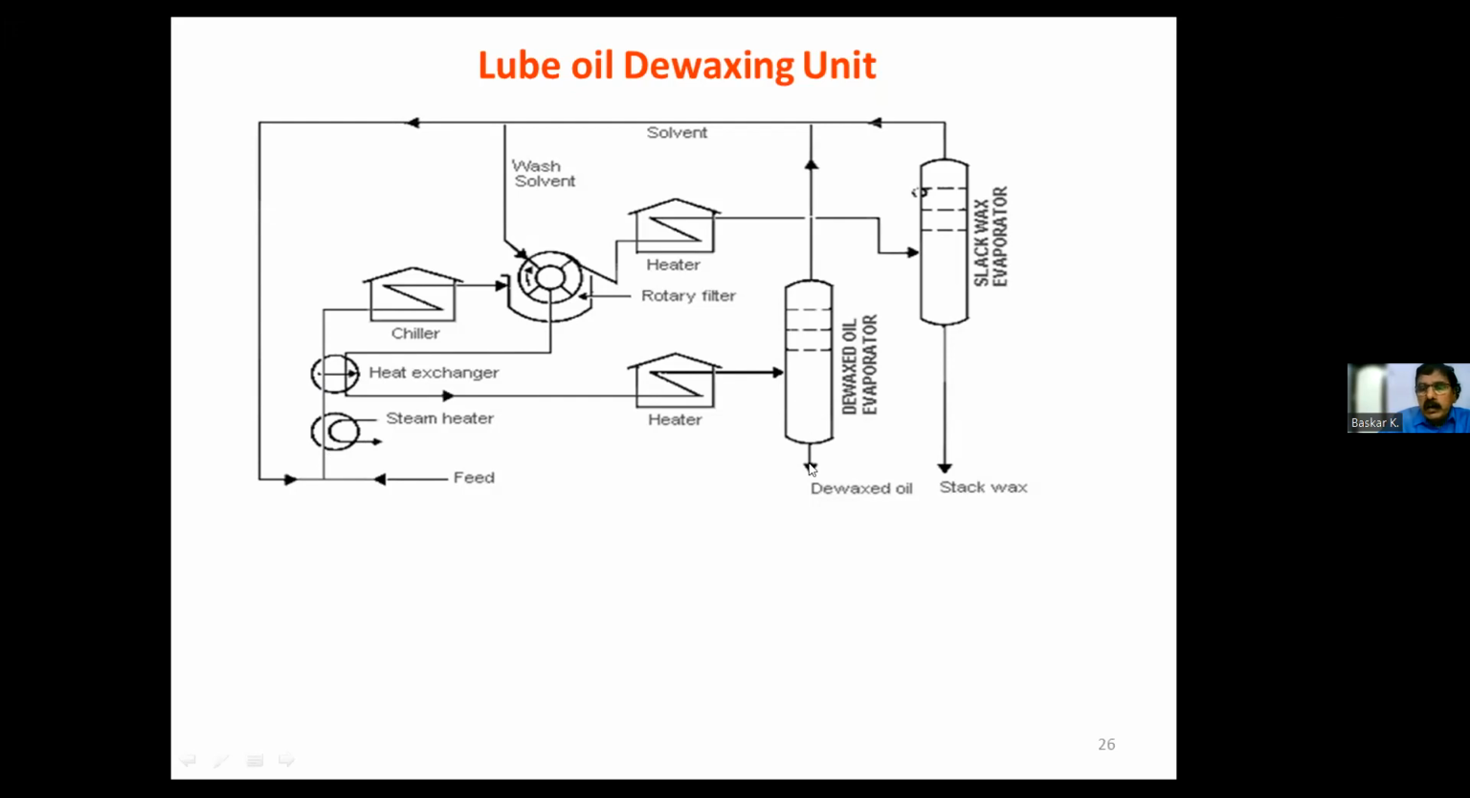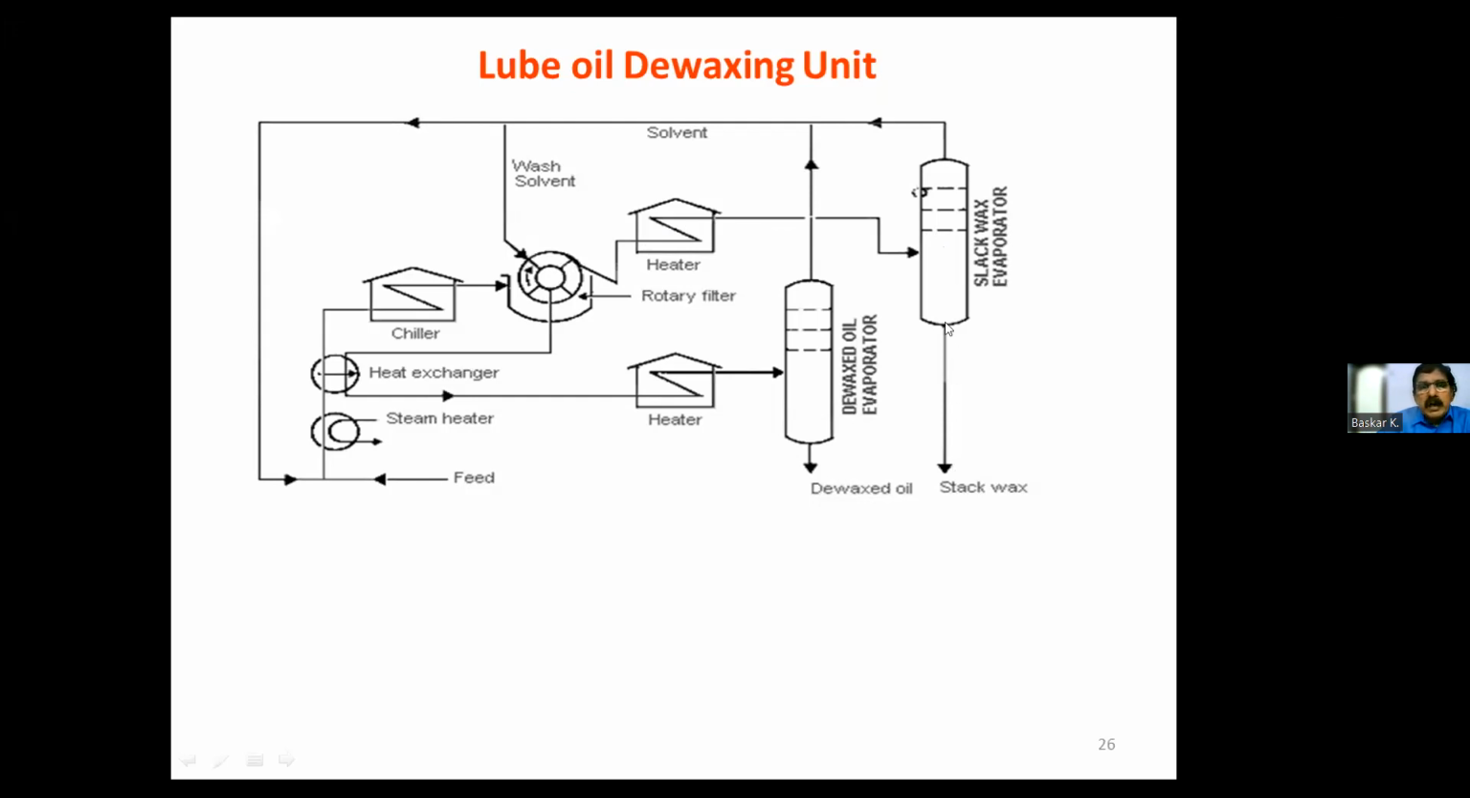And this dewaxed oil is basically a lube product, and that is further treated in other units for making different types of lube base stocks. And the wax in this drum, the wax coating, is scrubbed off through a rotator, and that is collected here. And we have a heater to heat the wax, and we have a slack wax evaporator. The bottom is called slack wax.